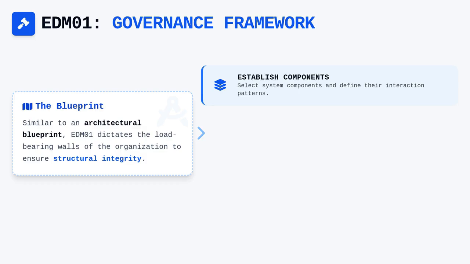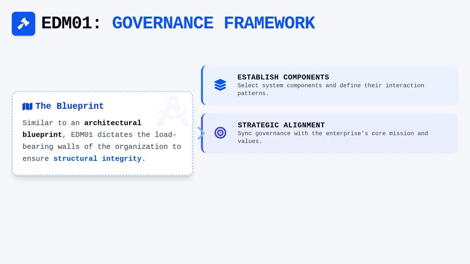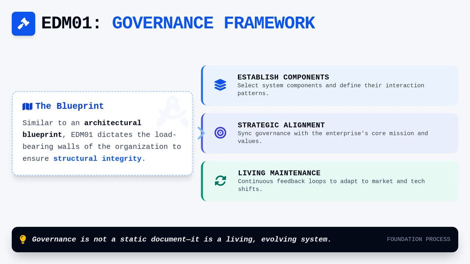We begin with EDM 01, which focuses on ensuring governance framework setting and maintenance. This objective is the foundation upon which all other processes rest, requiring the governing body to specify the approach to governance. It mandates selecting components of the governance system, defining how they interact, and consistently monitoring their ongoing fitness. If you imagine building a house, this is the architectural blueprint that dictates where the load-bearing walls must go to maintain structural integrity. Establishing this framework involves aligning with the enterprise's mission and ensuring that governance systems are not just static documents, but living components that evolve.